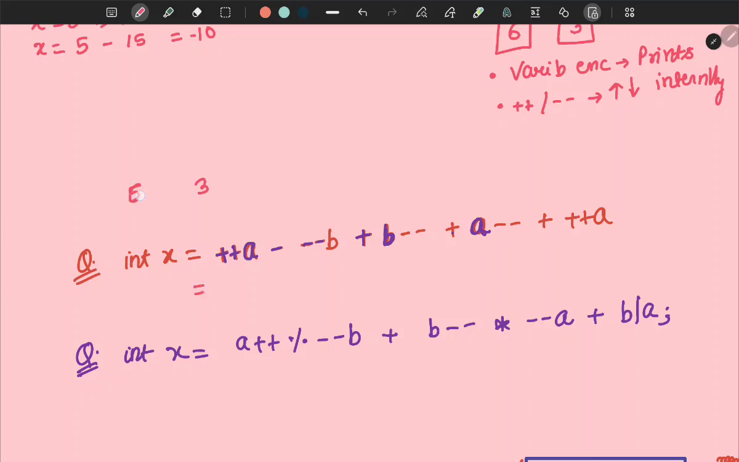So first it saw plus plus, so it will make it 6. Then it saw a, so it will print the value of a as 6. Then it saw minus, it will print minus. Then it saw minus minus, so it will decrease the value internally to 2. Then it saw b, then the value of b is now 2. Then it saw plus, then the value is plus.